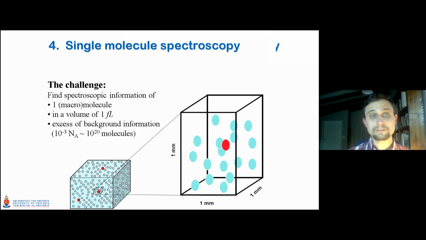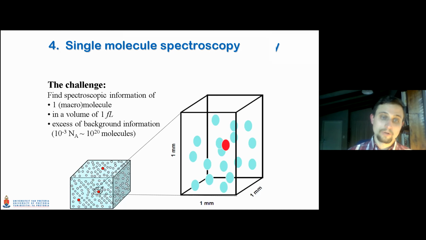But this is not trivial to do, because you want to get spectral information of a single macromolecule at the diffraction limit, which gives you a volume of roughly 1 femtoliter. And within this femtoliter, this is obviously not the only molecule. There are about 10 to the 20 other molecules within this volume. So you have to be able to differentiate between the information of the single molecule and all the other background information.